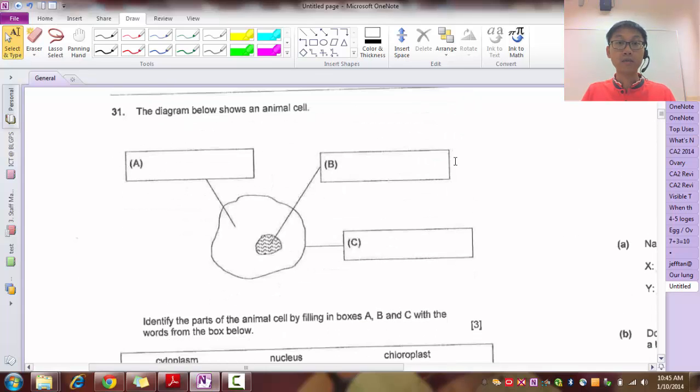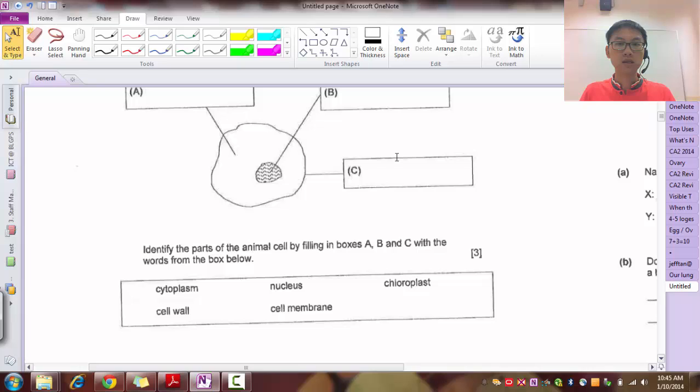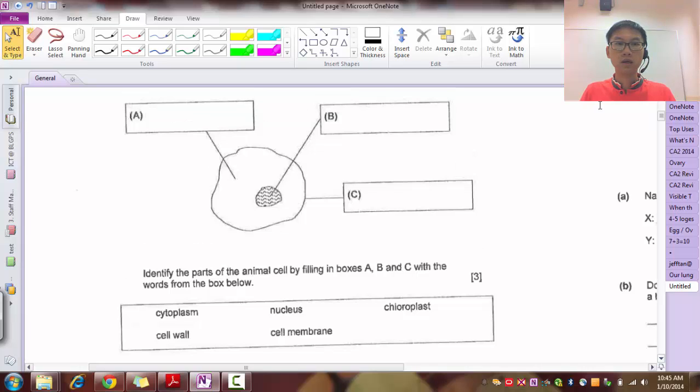The diagram below shows an animal cell. So recall this is the topic on cells. You're supposed to identify the parts of the animal cell by filling in the boxes A, B, C with the words in the box below. So this is a fairly straightforward activity. What is A? A points to this, so this is basically my cytoplasm.